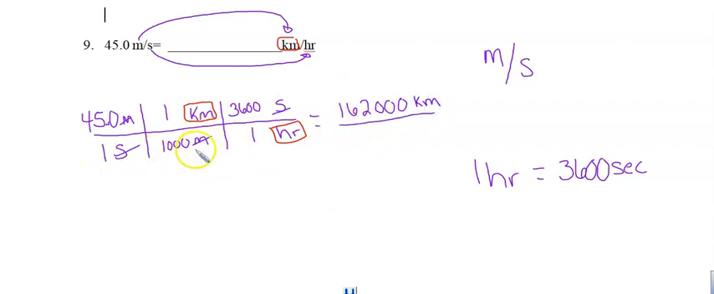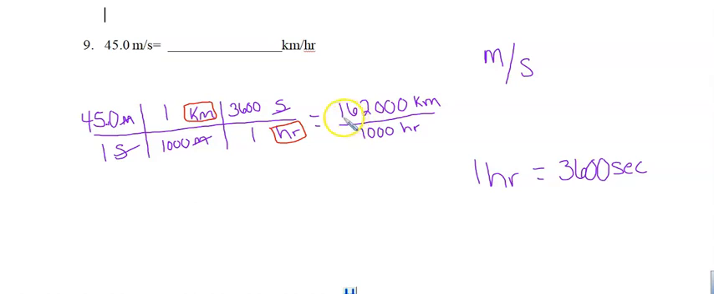And I'm going to go 1 times 1,000 times 1, so 1,000. And then we still have hours hanging on bottom this time. Before we didn't have anything on bottom. So now I would do 162,000 divided by 1,000, you would get 162. So 162 kilometers per hour.